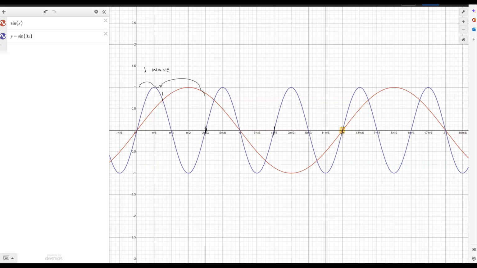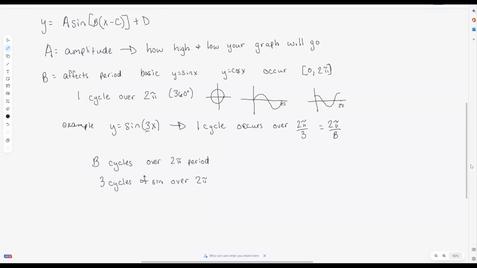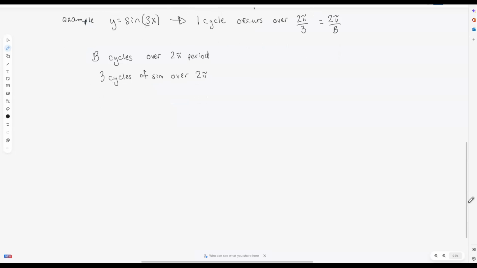And okay, so that's what the B represents. Okay, let's go into, okay, so that is your B.